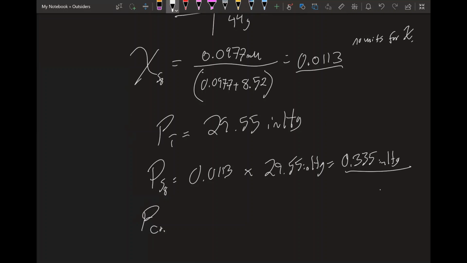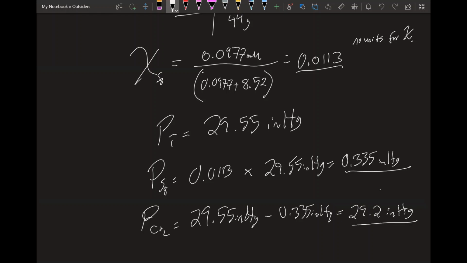So that's one advantage to knowing the mole fraction. And then you can figure out the partial pressure of the CO2. What you do there is take the total pressure and subtract out the partial pressure of the sulfur. These problems get to be a little bit fun when it comes to using what you know and what you're given to figure out the other parts. So that would be the partial pressure of CO2.